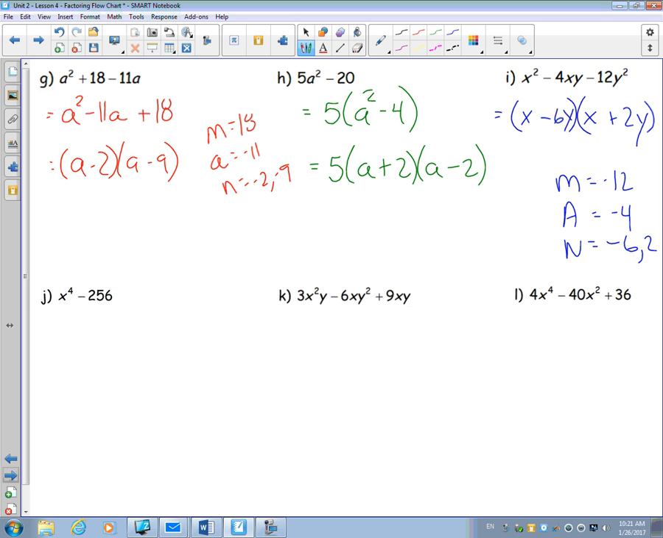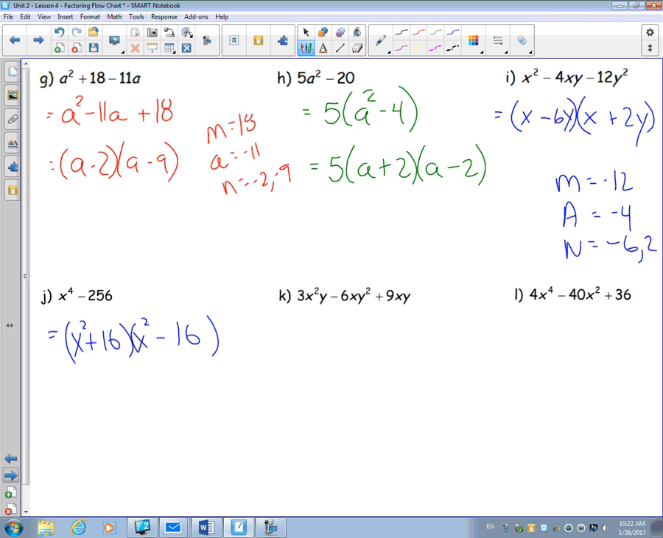Okay, letter J. No common factors. 2 terms. Minus sign in the middle. Can I square root x to the 4? I can. Half of that is x squared. Square root of 256 makes 16. 1 plus, 1 minus. Check our brackets.